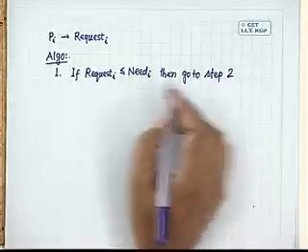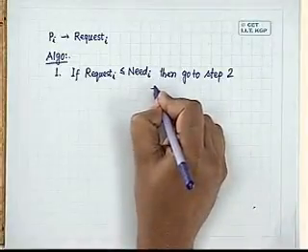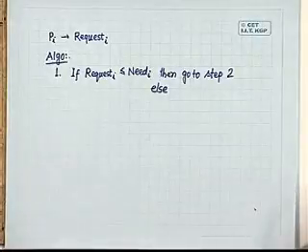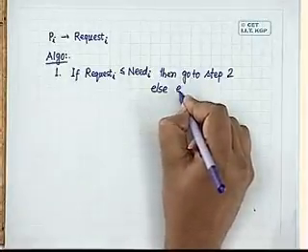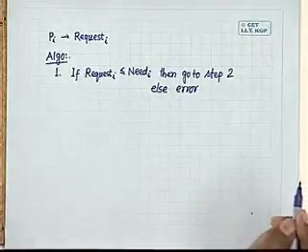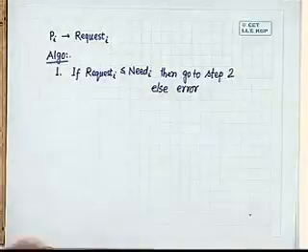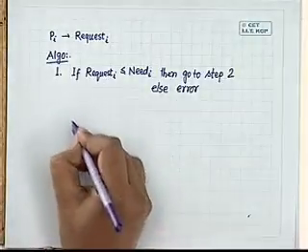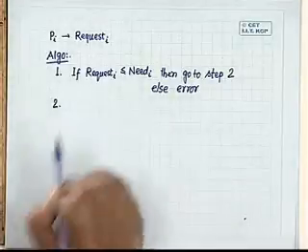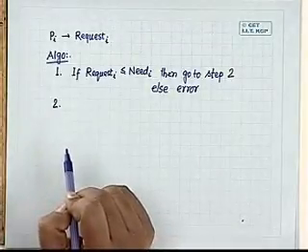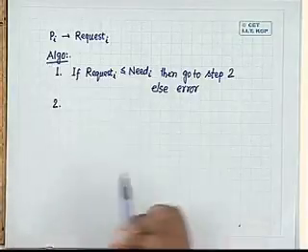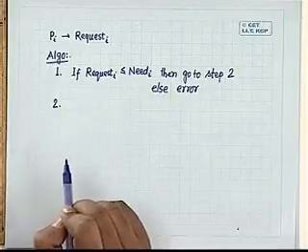Okay. Else, the process has exceeded its maximum requirement, so you have to give an error message. Okay. So that is what you have to check in the first step. In the second step, it is sure that the request is a valid request. Now we have to check whether this request can be immediately granted or the process will be asked to wait.